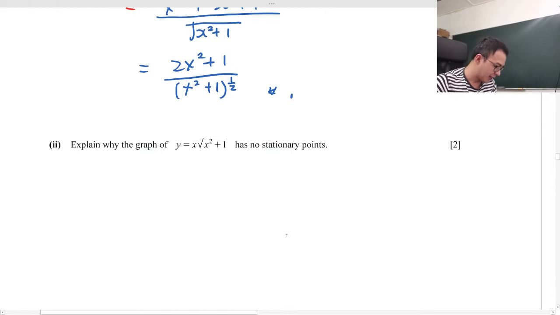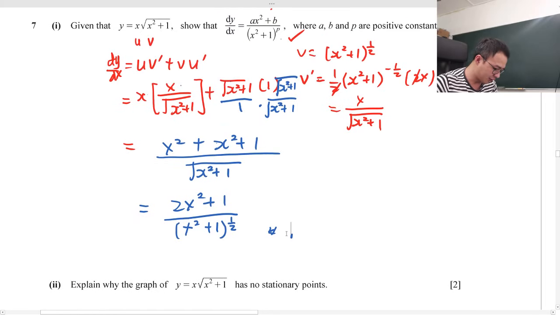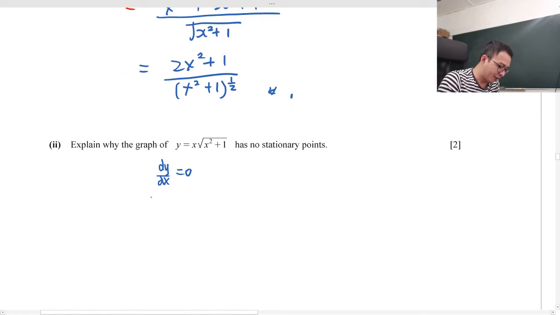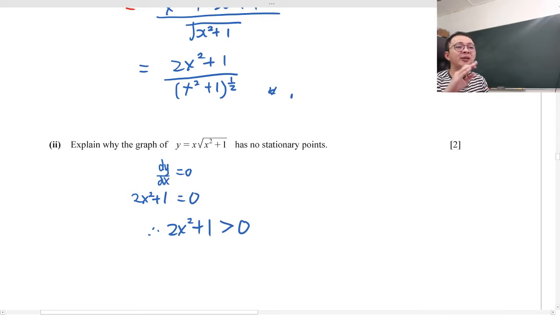Alright, so explain why this graph has no stationary point. Since this is dy dx, when dy dx is equal to 0, we know (2x squared plus 1) over (x squared plus 1) to the power half equals 0. But the power half, we can move the whole bottom part to the other side, and it still equals 0. And therefore 2x squared plus 1 must always be bigger than 0, because no matter what x value you sub into it, there's no way you get 0. You can try to sub any value into x, you definitely get bigger than 0.